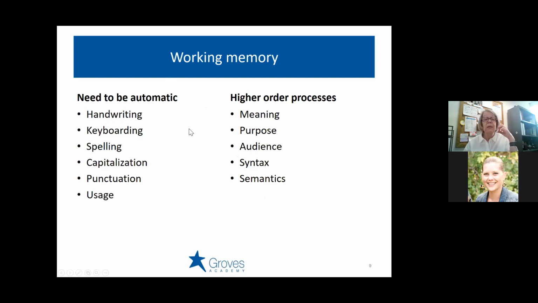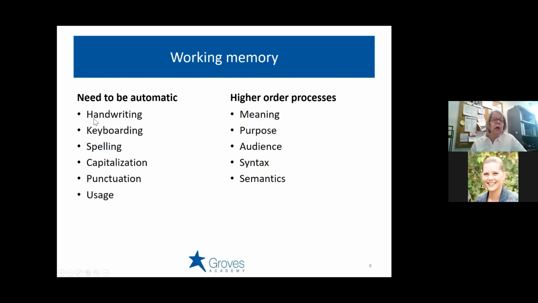Now, technology can help with a number of these things. It certainly can help with a lot of these lower order processes that may not be automatic. The more automatic these things can be, the better, because you can use technology to help you overcome these barriers, but that's not going to help you with exactly what you say either, your higher order processes. That has to come from you as the writer.